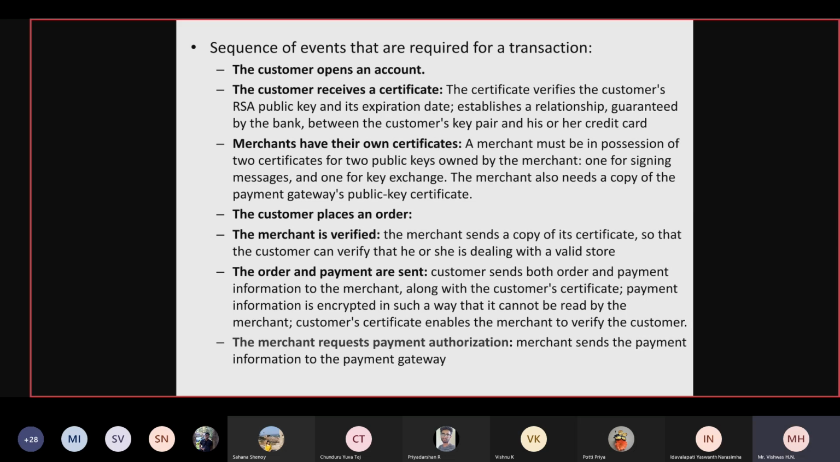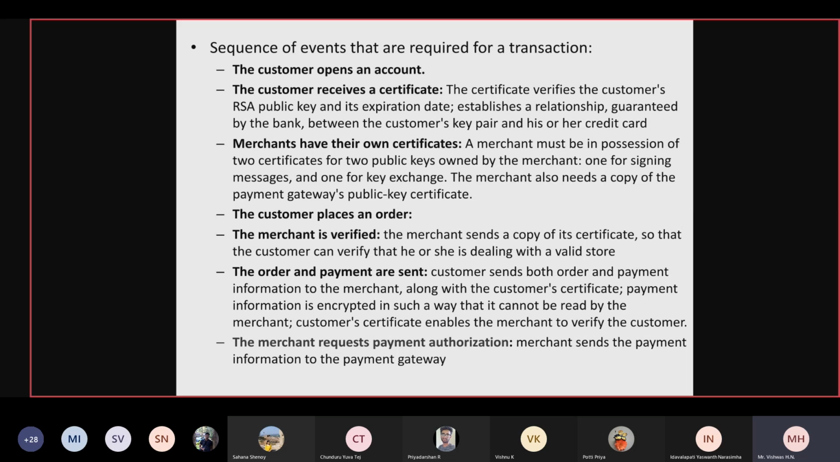Okay, a sequence of events that are required for a transaction. So what are the events that happen during a transaction? Is that clear? So the customer opens an account. So the customer receives the certificate. The certificate verifies the cardholder's RSA public key and its expiration date, and establishes a relationship guaranteed by the bank between the customer's key pair and his or her credit card. Is that clear? The customer should receive a certificate.